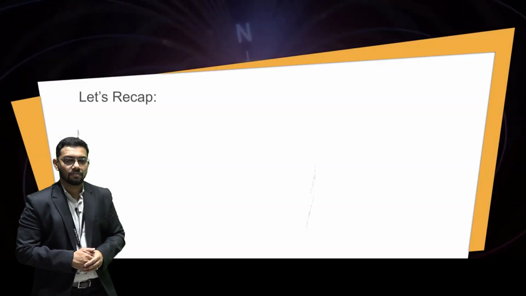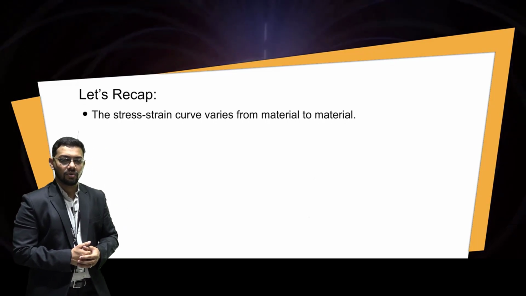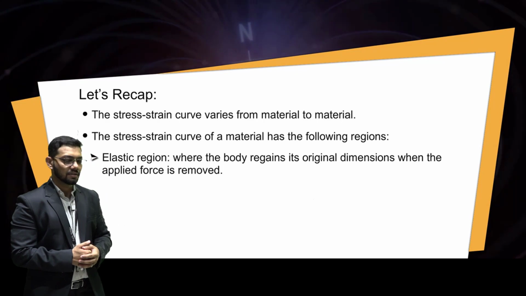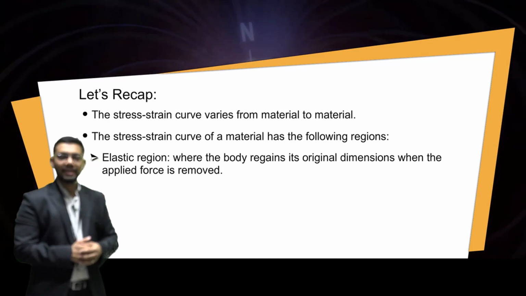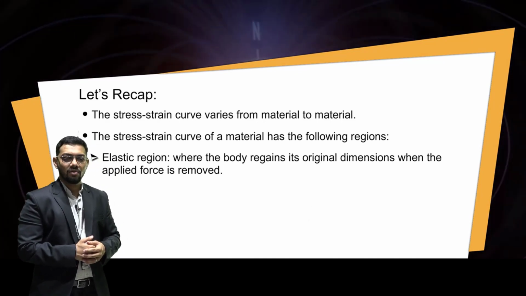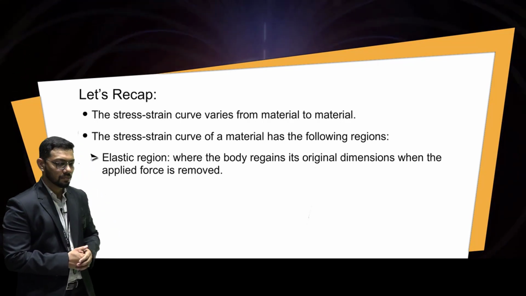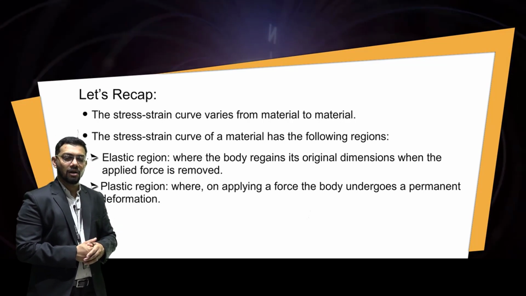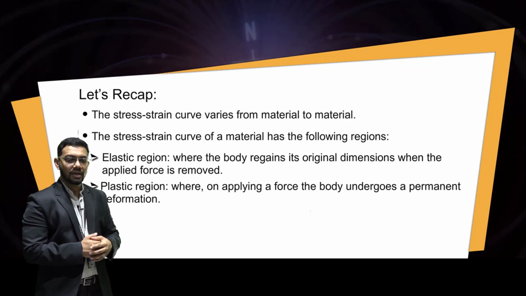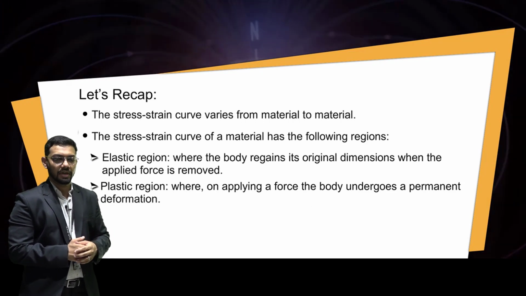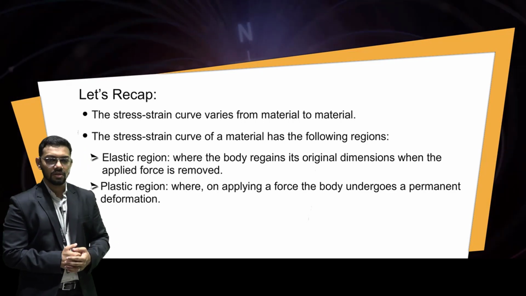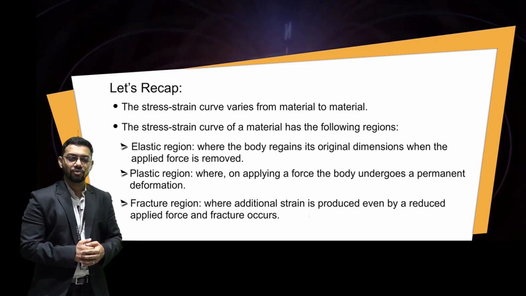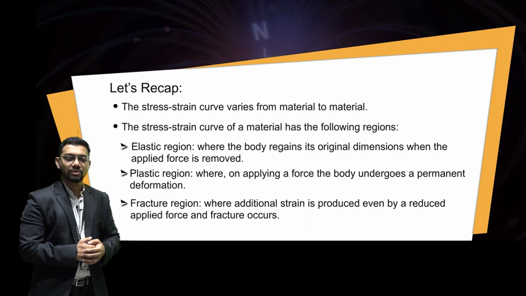Let's recap. The stress strain curve of a material has the following regions. Number 1, elastic region, where the body regains its original dimensions when the applied force is removed. Number 2, plastic region, where on applying a force the body undergoes a permanent deformation. Number 3 is the fracture region, where additional strain is produced even by a reduced applied force and fracture occurs.